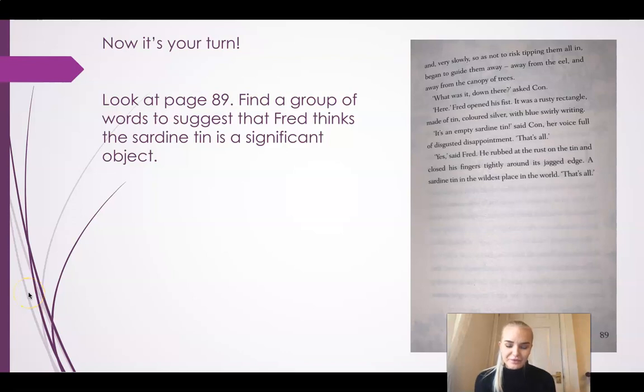Hello again, Year 4. So, as we went through my modelled example together, now it's your turn. So your question is to look at page 89. Find a group of words to suggest that Fred thinks the sardine tin is a significant object. Just in case you're unsure what the word significant means, it means important.